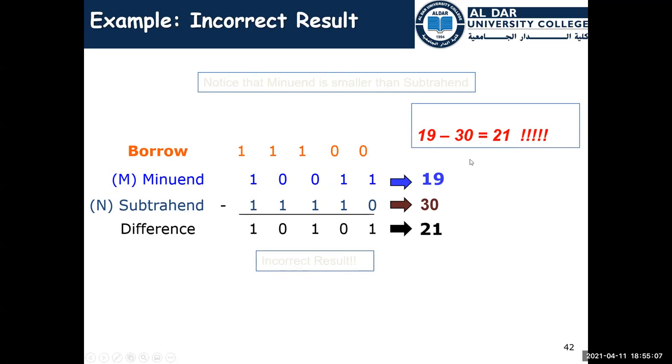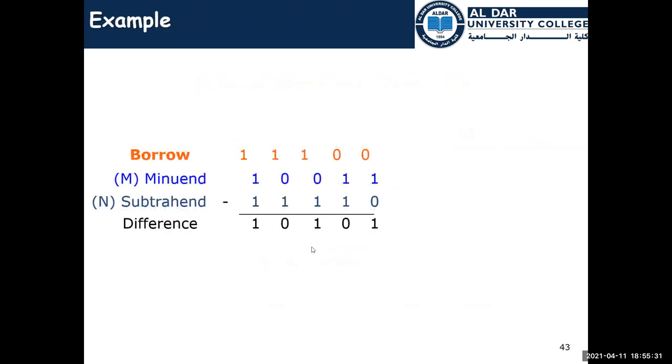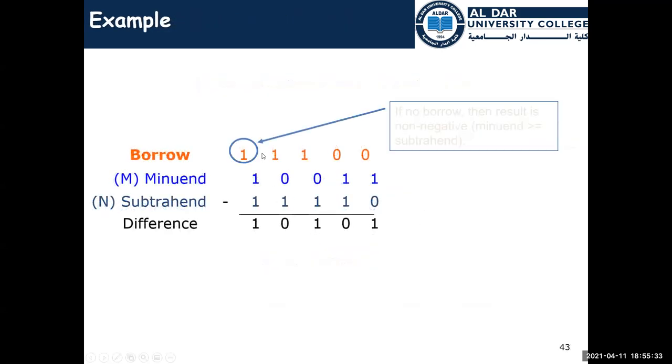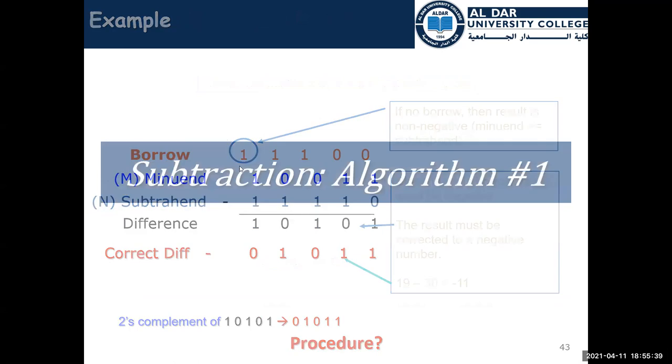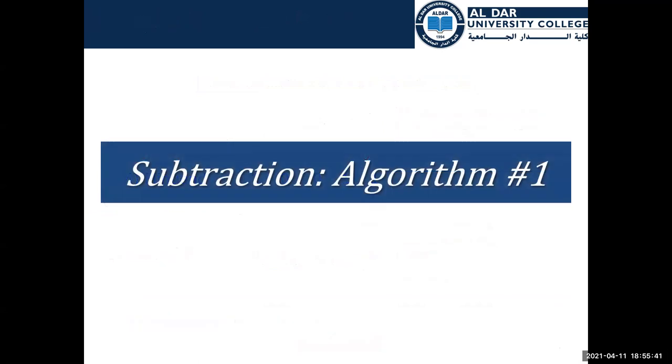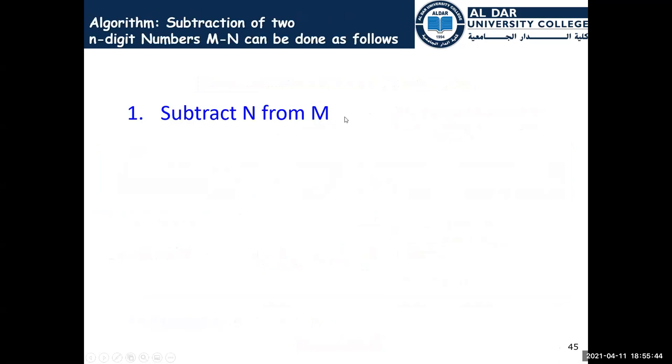We subtract a big number from a small number. As I told you, we need two times complement. We complement this subtrahend, and then after the addition, we make another complement. Okay, so this is the way. I leave the rest of this because it is not important.